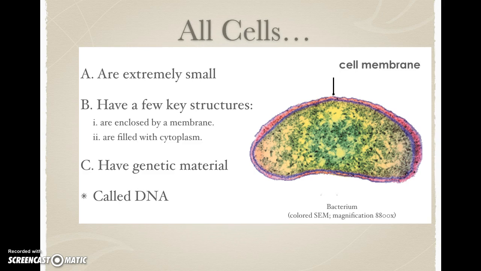So all cells are extremely small and have a few key structures. They're enclosed in a membrane, they're filled with cytoplasm, and they have genetic material called DNA. So here, if I had my mouse, for some odd reason I don't have a mouse, you can see the cell membrane and the cytoplasm.